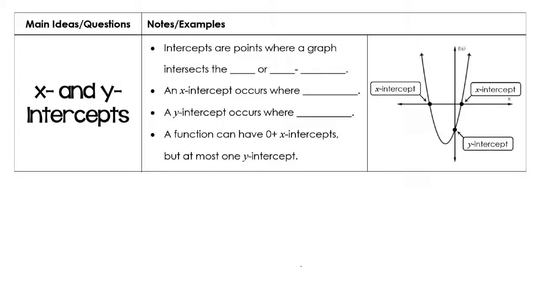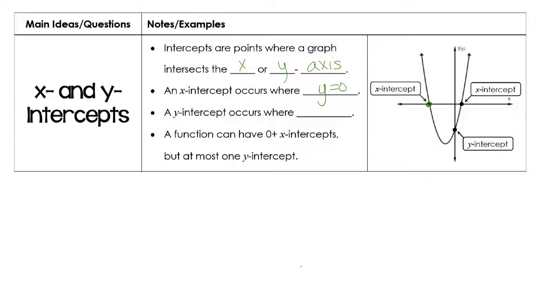We need to notice that if we have intercepts, that's going to be where the graph does what? It intersects. All right, so it's going to be your x or y axis. Is that okay? Now, an x-intercept occurs where? At the x-axis. Okay, but what variable is 0 there? Is x 0 there or is y 0 there? Y is 0 there. Okay.